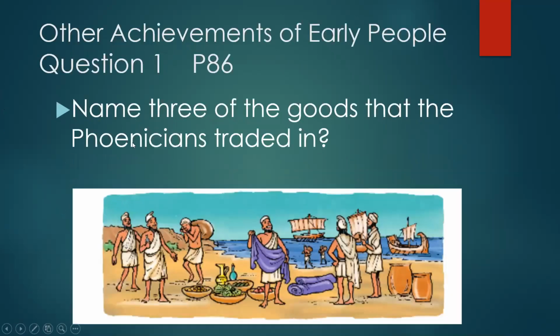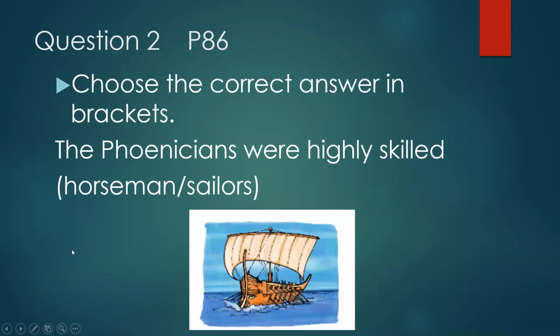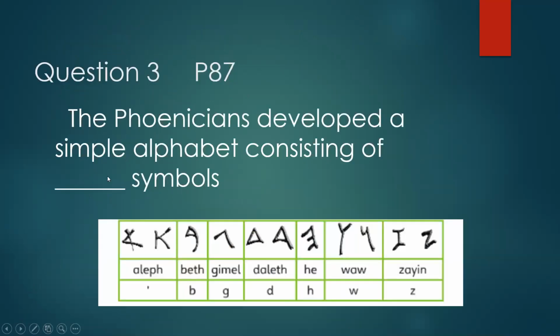Our first question. This is in the section of other achievements of early people. Question 1 on page 86. Name three of the goods that Phoenicians traded in. Question 2 on page 86 as well. Choose the correct answer. In the bracket, the Phoenicians were highly skilled what? Horsemen or sailors? Number 3 on page 87.